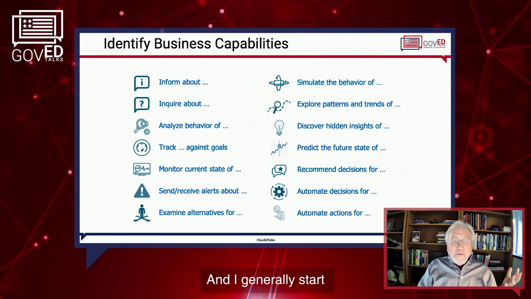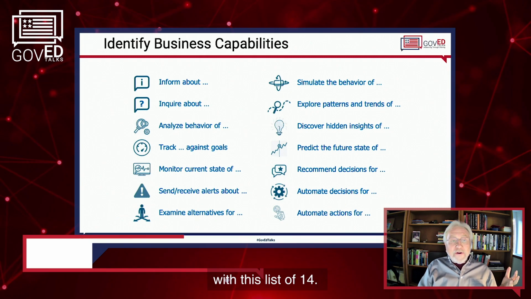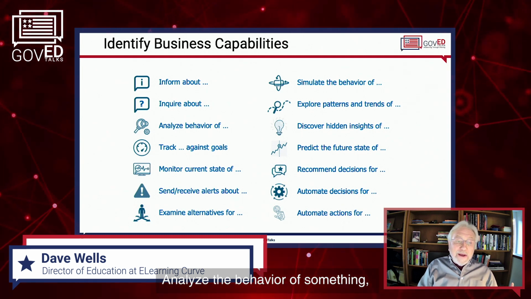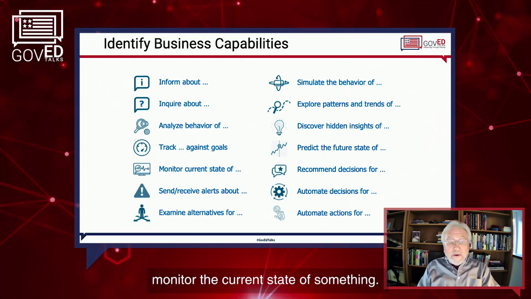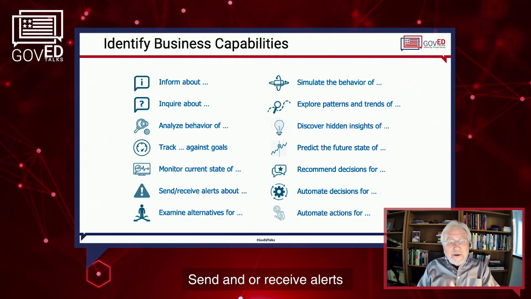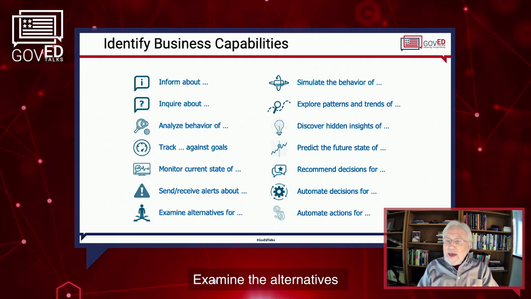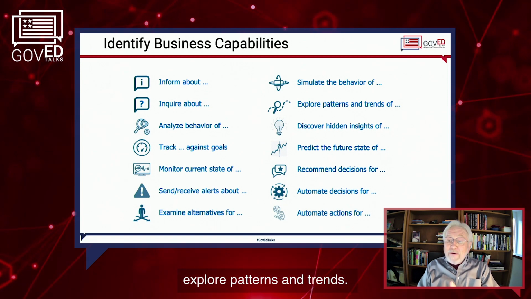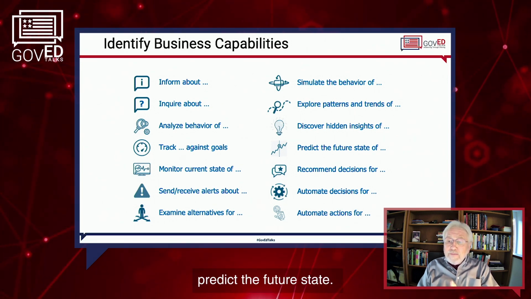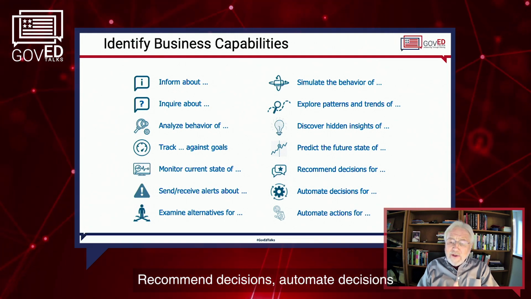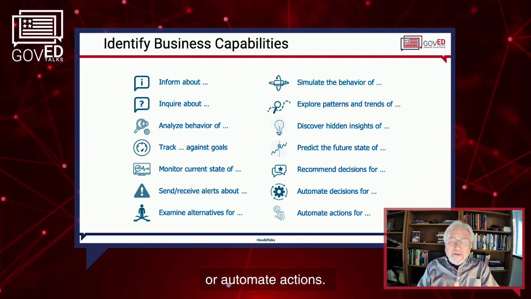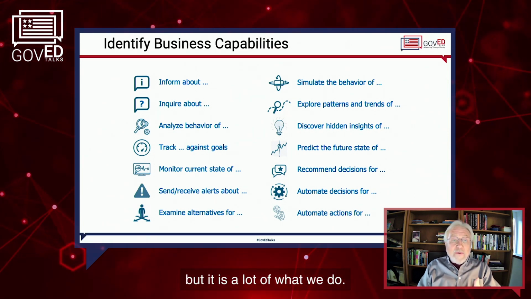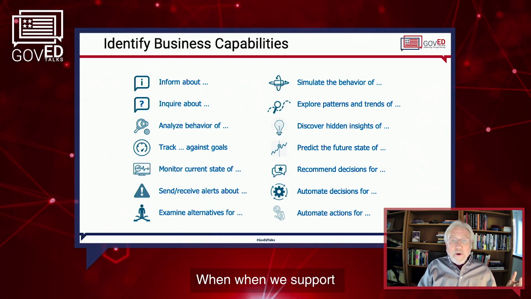And I generally start when I'm doing consulting work with this list of 14. Inform about something, inquire about something, analyze the behavior of something, track something against goals, monitor the current state of something, send and or receive alerts about something, examine the alternatives for how to do something, simulate the behavior of something, explore patterns and trends, discover hidden insights, predict the future state, recommend decisions, or automate actions. So this is a starter list. This isn't an exhaustive list, but it is a lot of what we do when we support business with analytics.